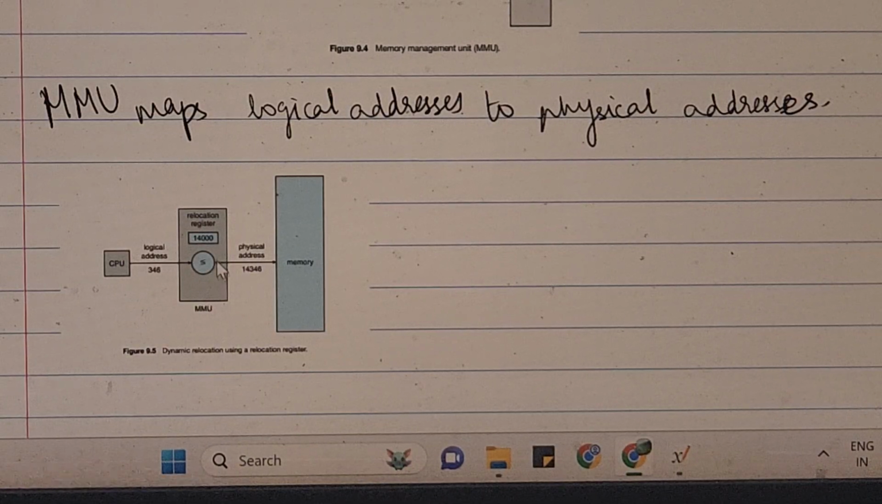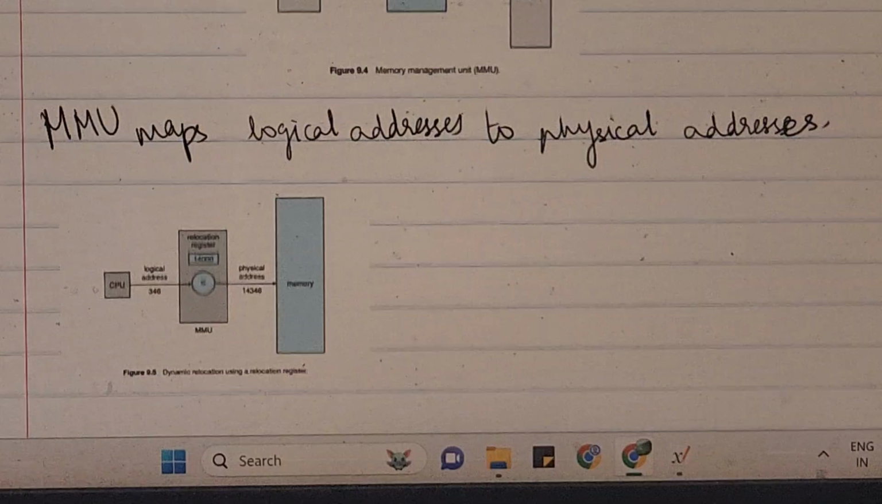The CPU gives that to the memory management unit. The memory management unit has something called the relocation register. That has something like a scaling, or not exactly scaling, something like an increment or a limit value. It adds that to your logical address and gives you your physical address. So let's say the limit value here is 14,000, then it will add that to your 346 and it will take you to location 14346 in your memory, which is where the data you are looking for will be stored.